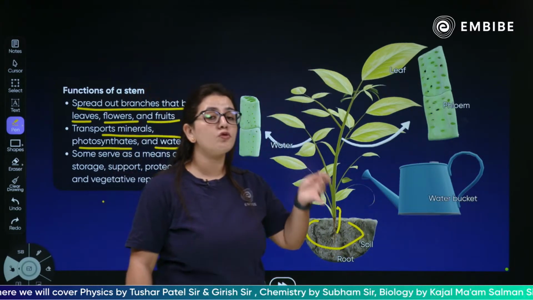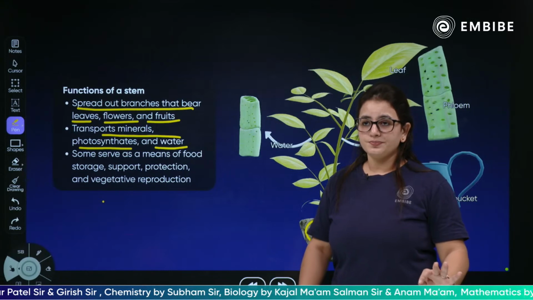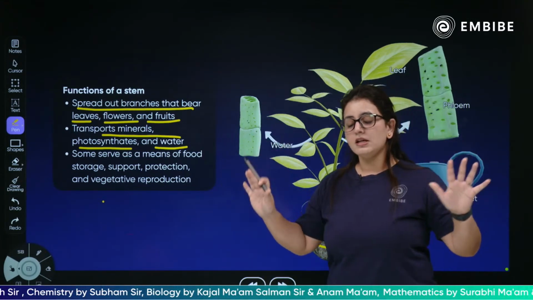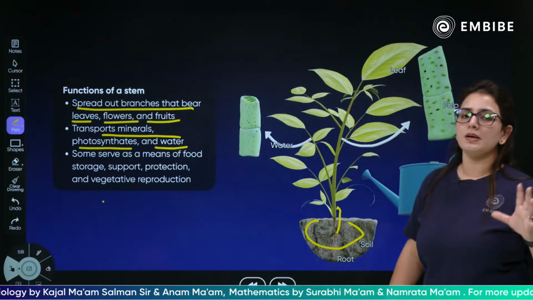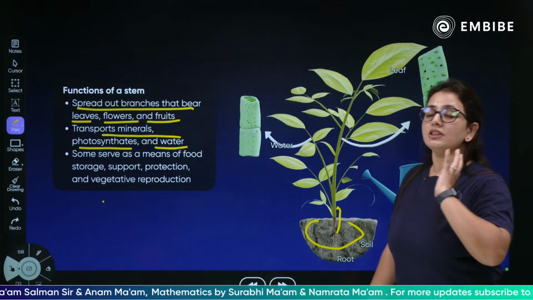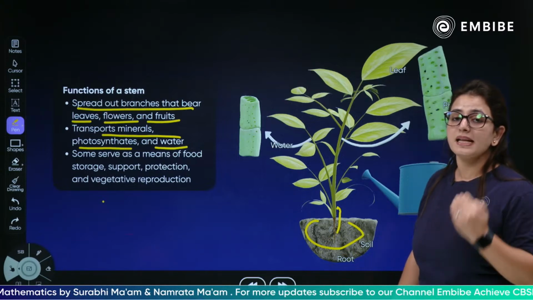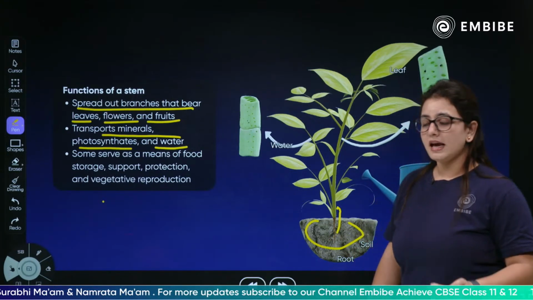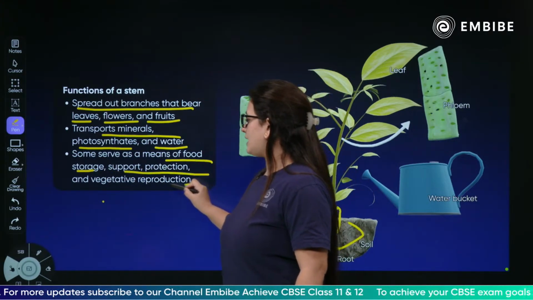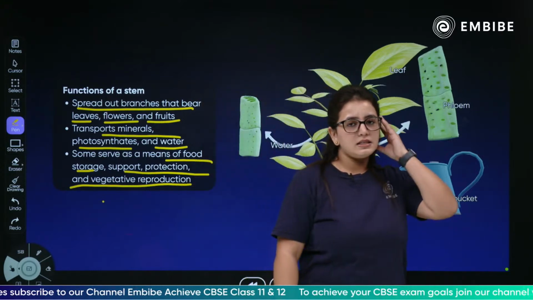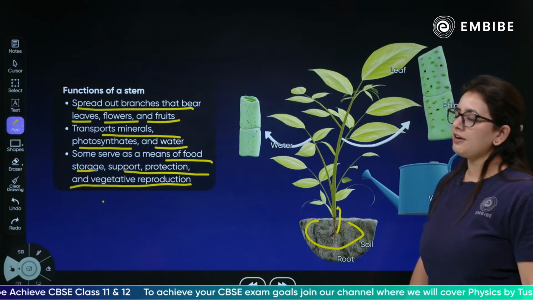Phloem in the stem is spread like branches. The branches have all the parts of the phloem. The phloem will transport all the essential things needed through the roots and through the stem. The main stem will always have the xylem. Some stems serve as a means of food storage, support, protection and vegetative reproduction.